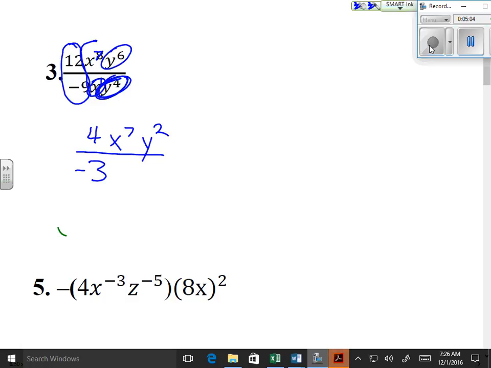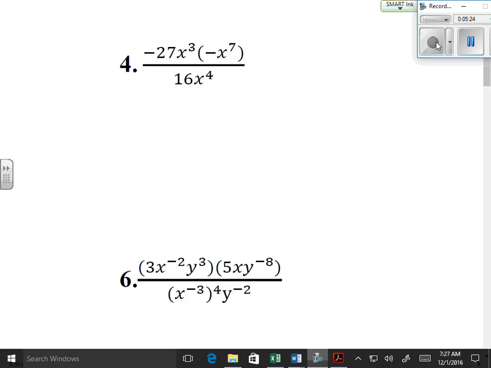We don't have any negative exponents on the bottom. This negative in front of the 3 can be put here. That's probably the best way to write it. But if you left it on the negative 3, it wouldn't be wrong. It would still basically be simplified.